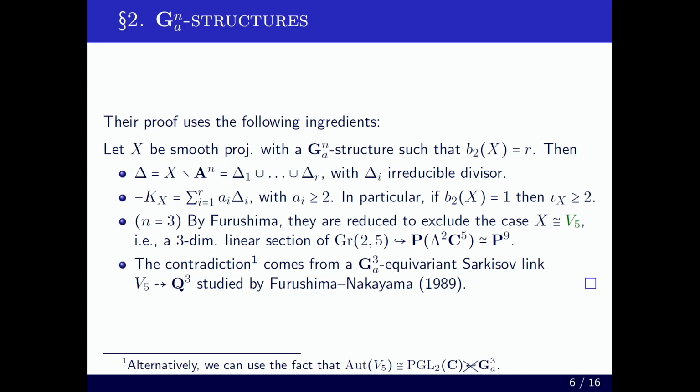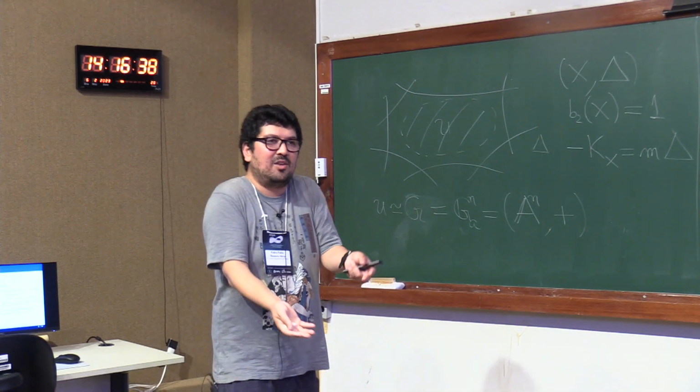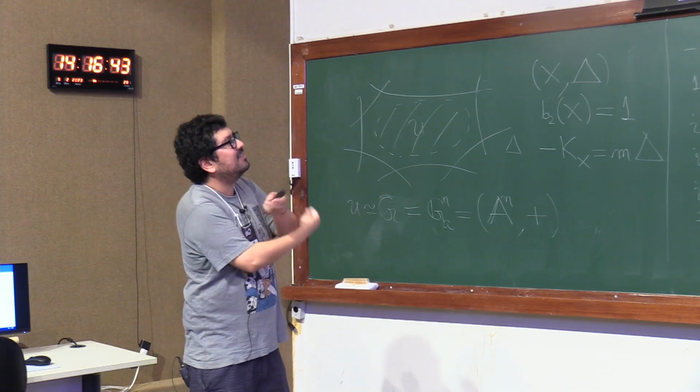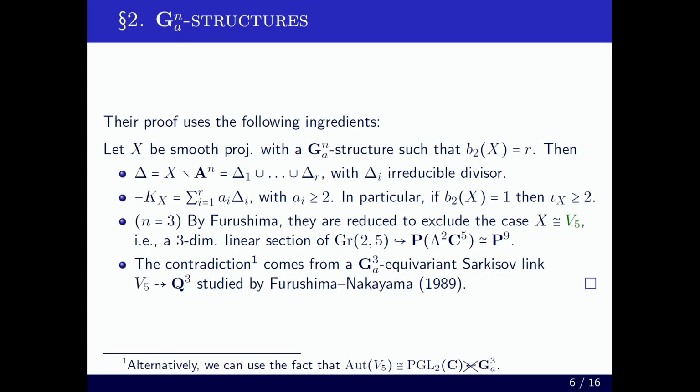And for the contradiction, there are many ways to argue at this point, but the original argument was to consider a Sarkisov link. I won't explain what a Sarkisov link is, but it's a nice birational map onto the smooth three-dimensional quadric. And on the three-dimensional quadric, you can do everything in a very explicit way. So you can actually describe the action in coordinates, and you can do the reverse way, the inverse Sarkisov link, and get a contradiction. Okay, I won't enter into the details because I will do essentially something similar in a few minutes.